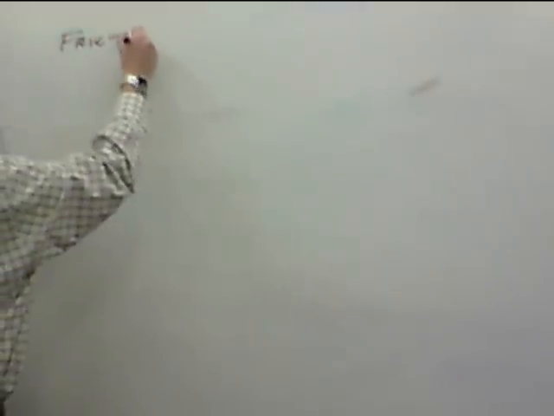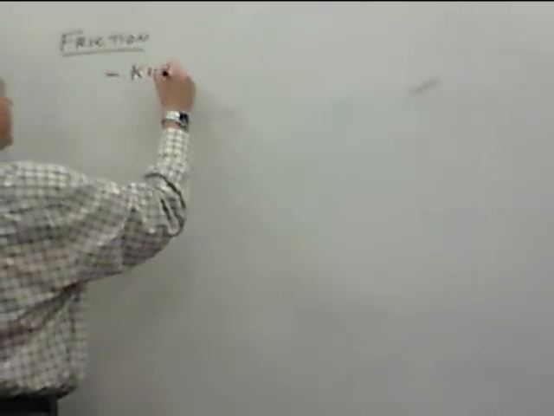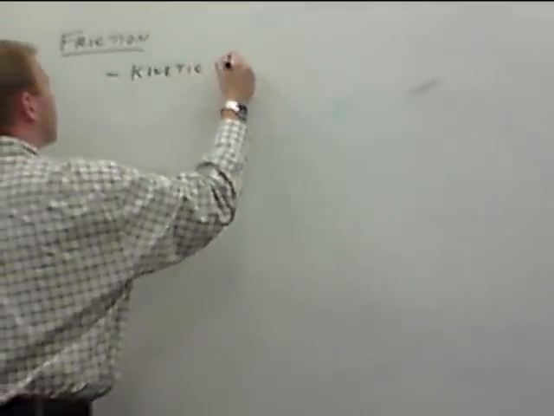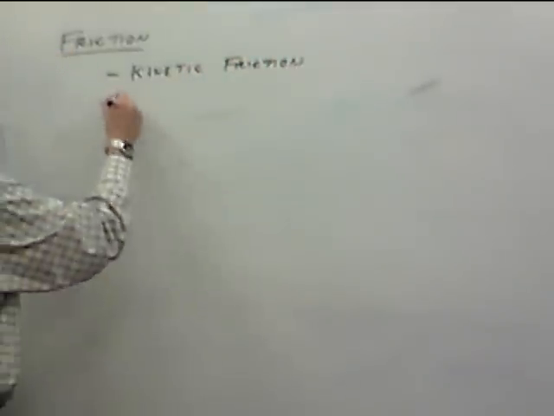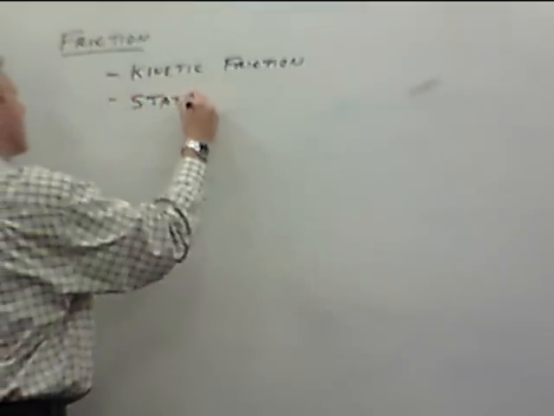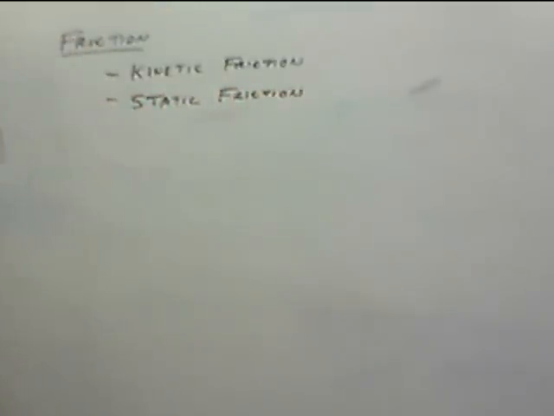The next thing we have to talk about here in chapter 8 is including something into these rigid body problems that should be very familiar, and that is friction. As you probably remember, friction comes in two types. We talk about kinetic friction, also known as sliding friction, and static friction.